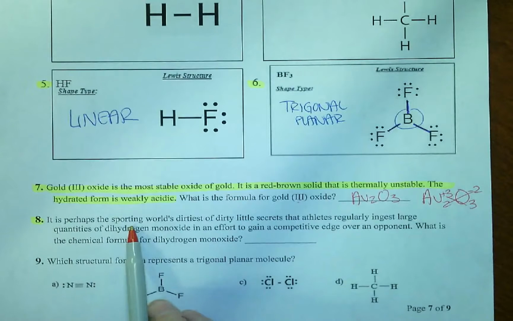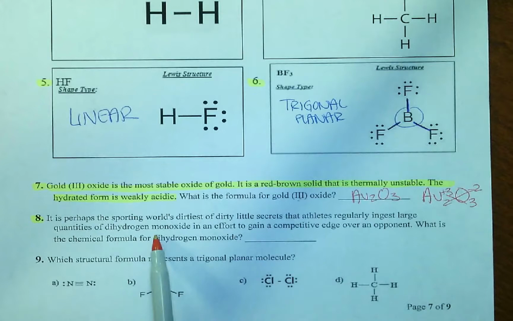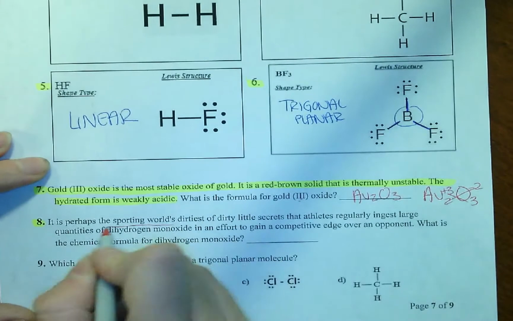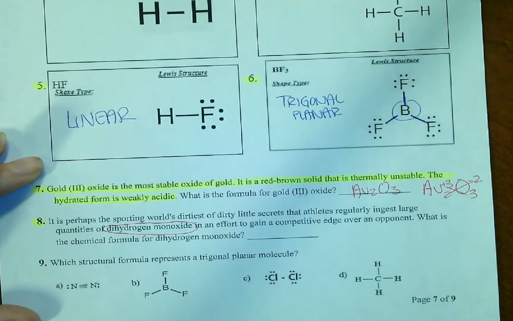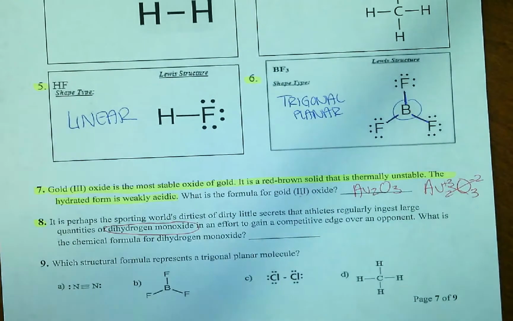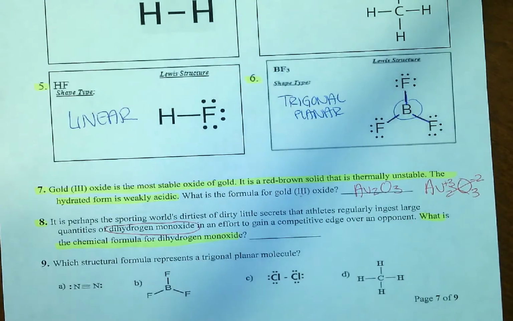It is perhaps the sporting world's dirtiest of dirty little secrets that athletes regularly ingest large quantities of dihydrogen monoxide, there's a chemical, I'm going to circle that, in an effort to gain a competitive edge over an opponent. What is the chemical formula for dihydrogen monoxide? That is the only important part. All of that other stuff, while true, is extra information for this question. They want you to write the chemical formula for dihydrogen monoxide.